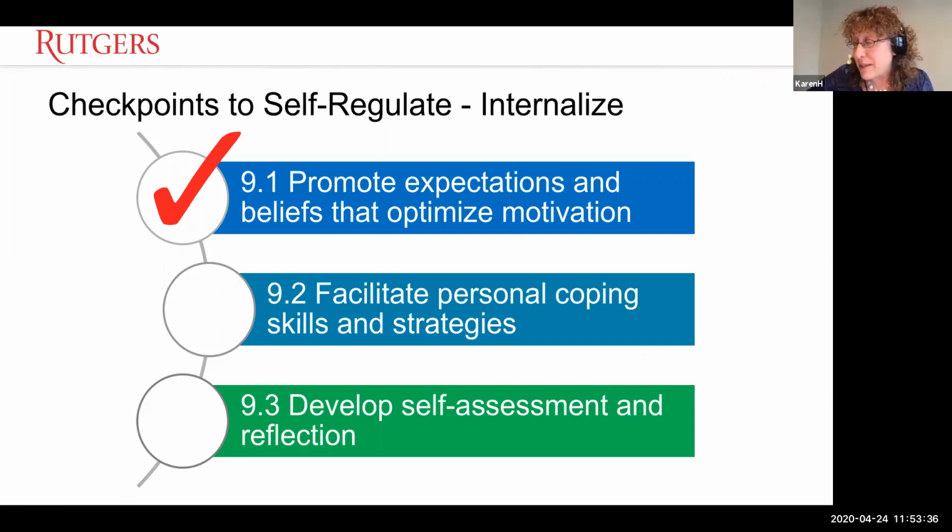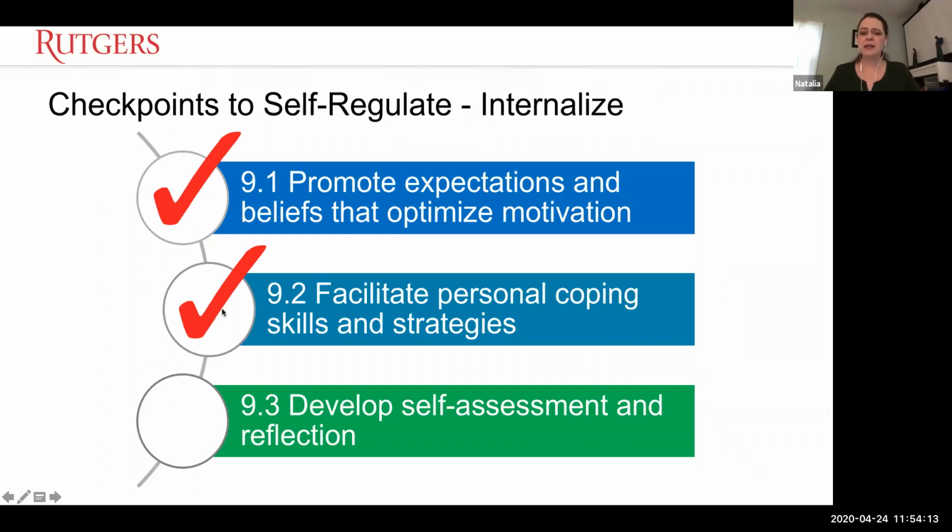One important aspect of self-regulation is the personal knowledge each learner has about what he or she finds motivating. So this is the stuff that is intrinsic. To accomplish this, we should be fostering positive beliefs that learning goals can in fact be met, and maintain the belief that through any frustrations that will come up during the process, they still will be making progress towards meeting those goals. Okay, 9.2, facilitate personal coping skills and strategies.